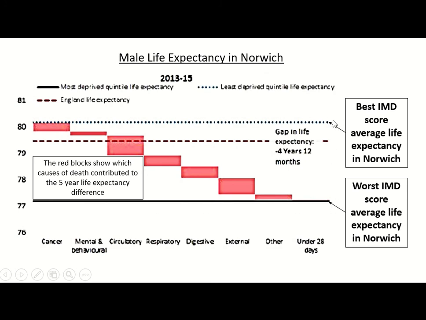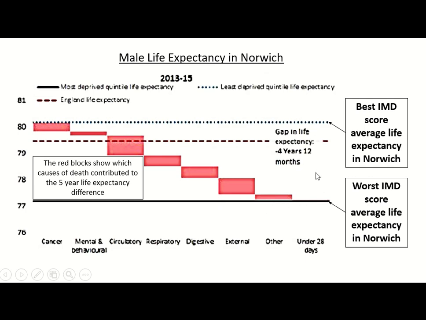The dotted line represents, in Norwich in 2013 to 15, so within the last 5 to 10 years, the place in Norwich that has the best index of multiple deprivation score. So this place represents the lowest deprivation. The wealthiest parts with the nicest houses, the best income, best education level, best recreational green space, lowest crime, whatever. And this one represents the places that have the worst or highest index of multiple deprivation score. So this is where your housing quality is poor, you are low income or unemployed, you've got less green space, high crime rates, etc.